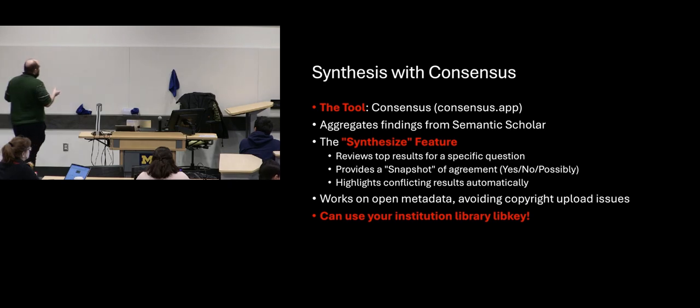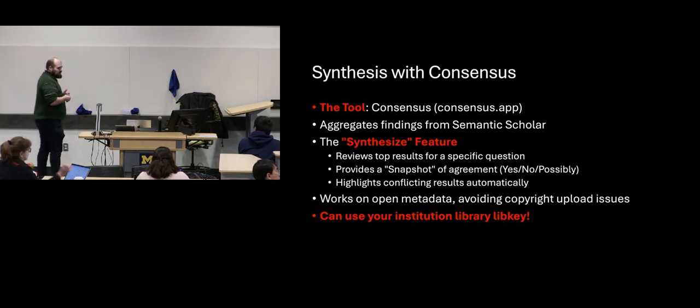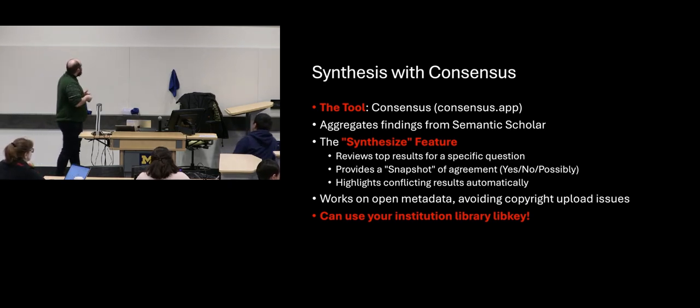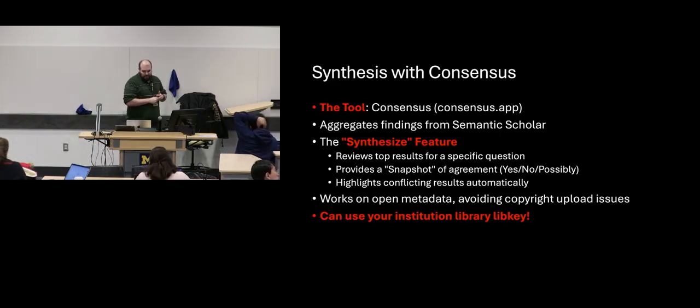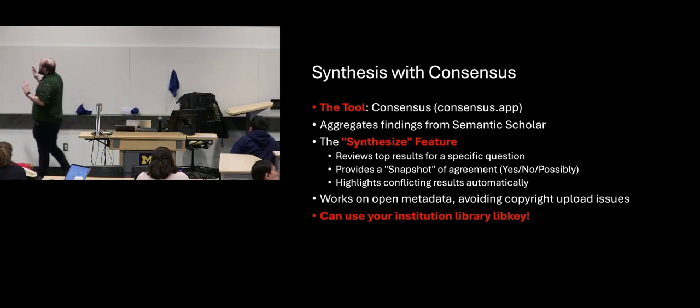It'll provide a snapshot of agreement, which we'll see. It's this consensus meter, is what they call it. It highlights conflicting results automatically. It works on open metadata. It avoids these copyright issues. And the best thing about it, in my opinion, is that it uses the library's LibKey.